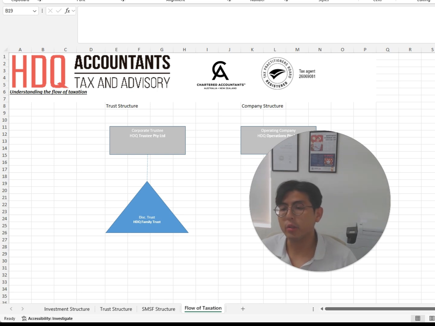Now this is particularly useful for property investors or even business owners, and it's very common to use a mix of these structures to manage your tax affairs. So let's start with the discretionary trust.